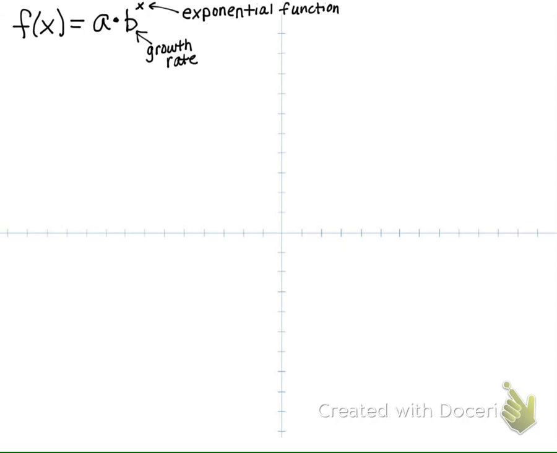Now, it's very, very important we understand order of operations when we do these problems. We do not ever multiply a times b first and then raise it to the x power. As you know, you always have to do exponents first. So the multiplying by a is always the last step. Whenever you're plugging values in for x, you always want to raise b to the x power, get that number, and then multiply by a.